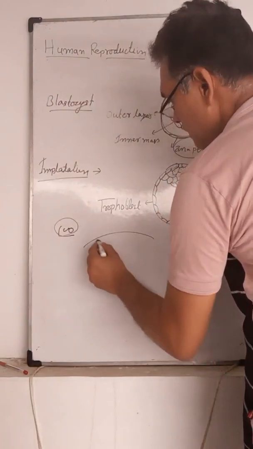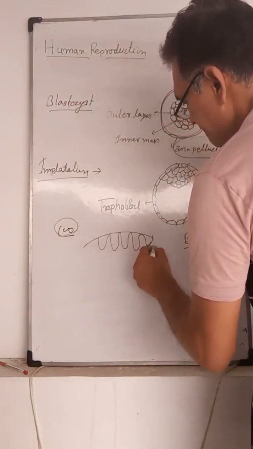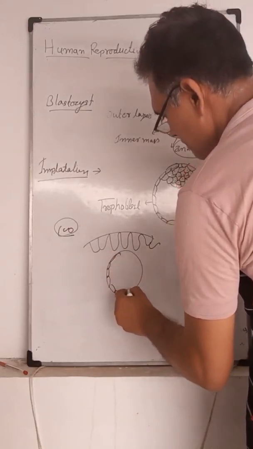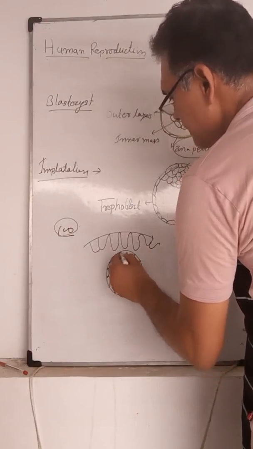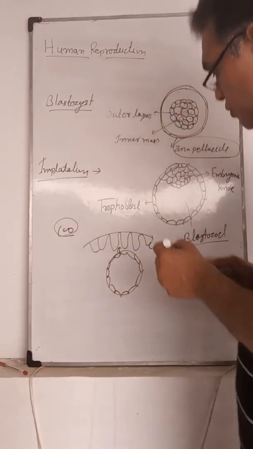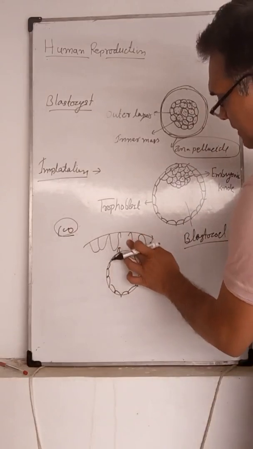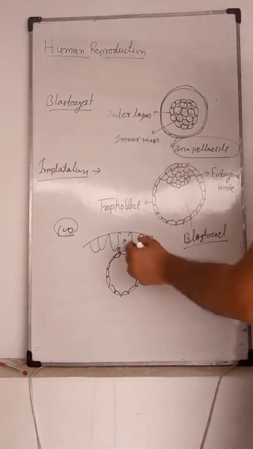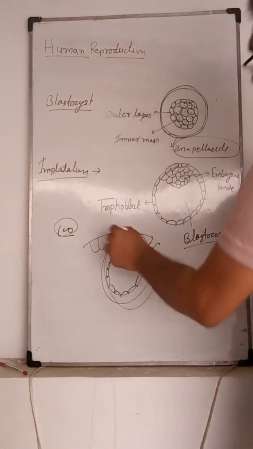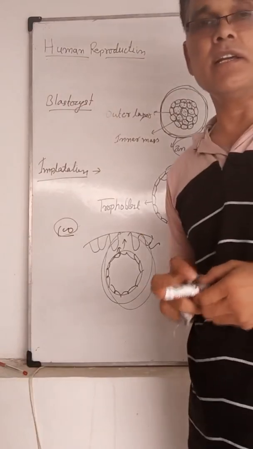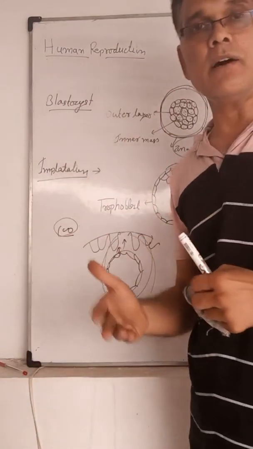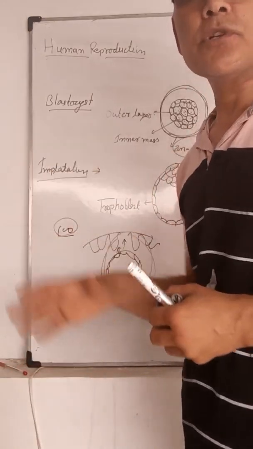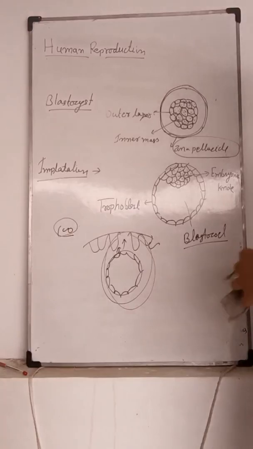Suppose this is the uterus wall, and this is the blastocyst. It releases some enzymes. Due to lysis by these enzymes, the wall dissolves and forms a pit-like structure, and the blastocyst will be embedded inside it and surrounded by it. This attachment is known as implantation. Any attachment of the zygote inside the uterine wall is known as implantation.